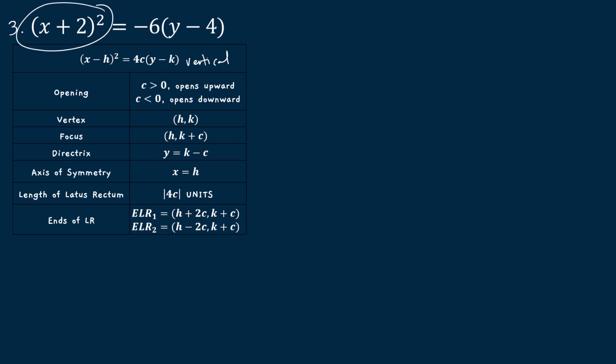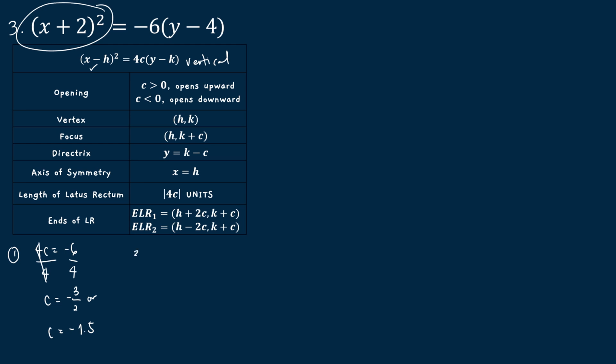And on the pattern that we have here, the variable on the left side is x. So let us now solve for the value of c. For c is equal to negative 6, dividing both sides by 4, c is equal to negative 3 halves, or c is equal to negative 1.5. It's up to you kung anong gagamitin nyo sa pagkuha ng mga properties natin since the value of c this time is a fraction.